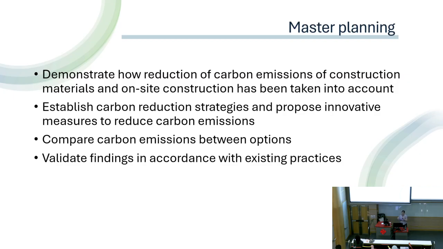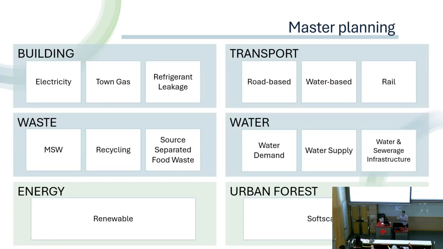So we then propose these different strategies to reduce the carbon emissions, and we can also compare the carbon emissions between options during master planning. For example, if we provide more greenery in option A, how does that affect option B? Or if we change a building footprint in option A, would that affect the renewable generation? And all those sort of things is how we justify what we do. From a master planning level, this is what we're normally looking at.